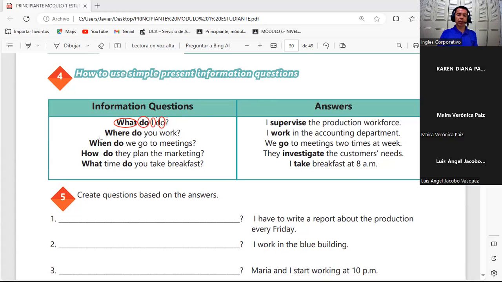Other example, where do you work? The information question word, the auxiliary, the subject, and the verb, right? Four parts. Information question word, auxiliary, subject, and verb. So here we have these parts.